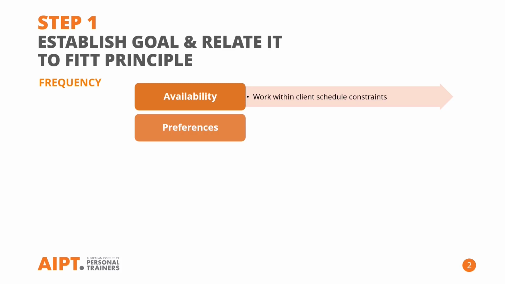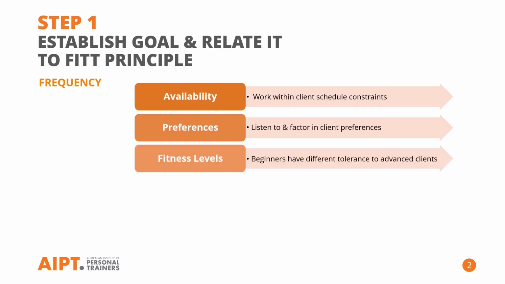And next is their preferences. So the client may have a preference to do a different number of sessions than what you'd ideally have for them. And we can't make them do something. We can make suggestions, but ultimately we have to work within the constraints of the client and what their preferences are too. So they might not want to do a particular type of exercise, and we must listen to that and take that into consideration when we're basically developing that program.